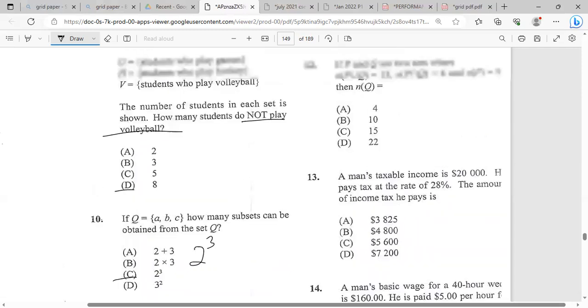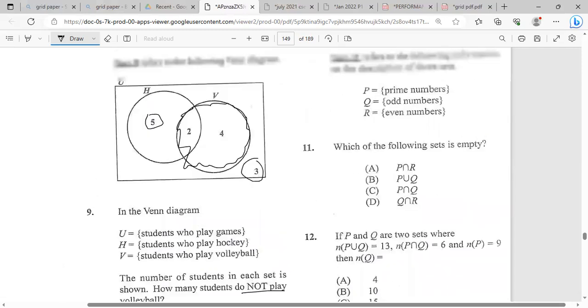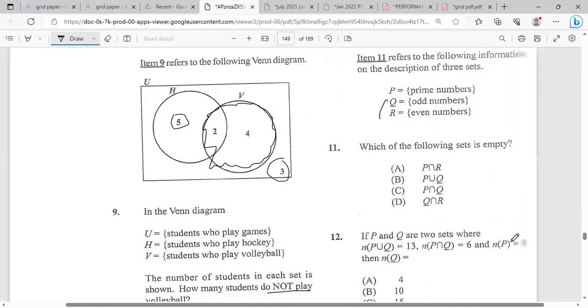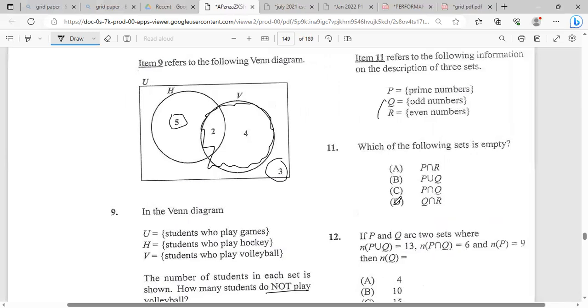Number 11. Which of the following sets is empty? So we have prime. It's going to be Q and R intersect. Then a number can't be odd and even. So Q and R intersect. So that's D.